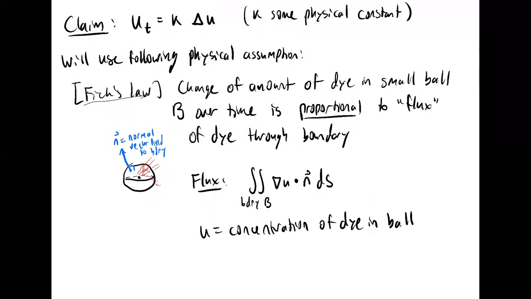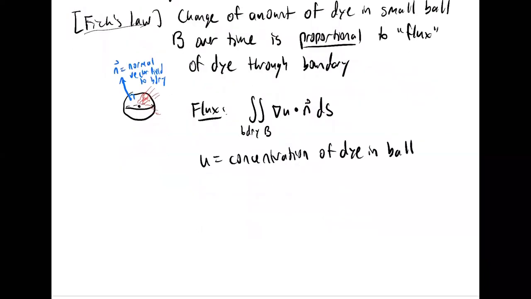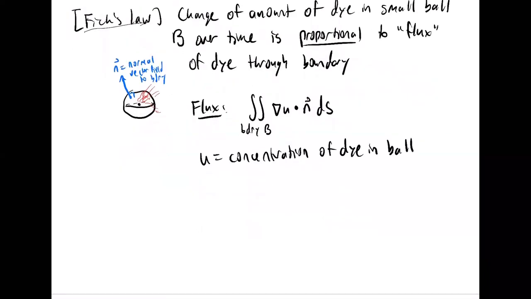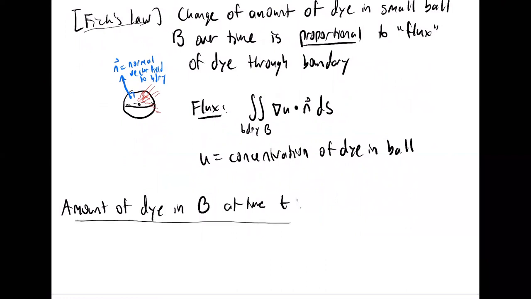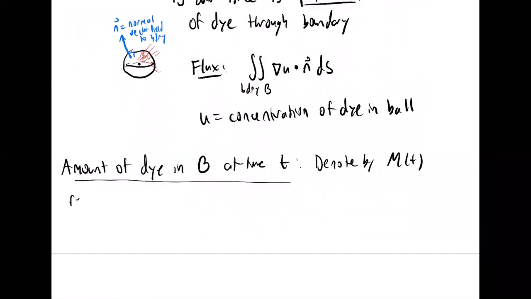And so what we need to do finally in order to write down a full equation is to describe, well, what is the amount of dye in a small ball mathematically? I want to write down a formula for the amount of dye in the ball B at time t. Let me denote this by m of t, m for mass. Well, recall that my function u at x, y, z, and t is measuring a concentration, and concentration is like the amount divided by unit volume. So amount per volume.